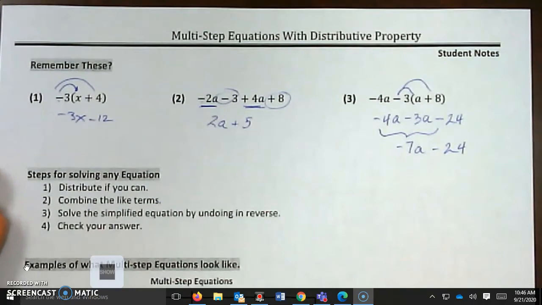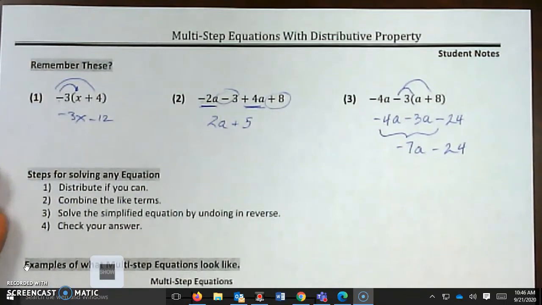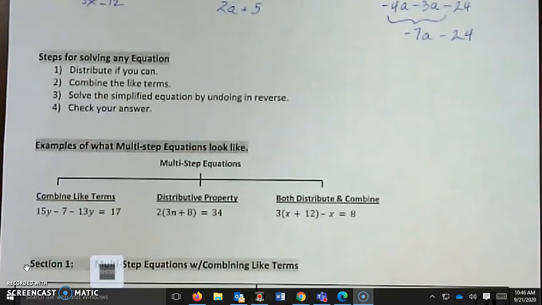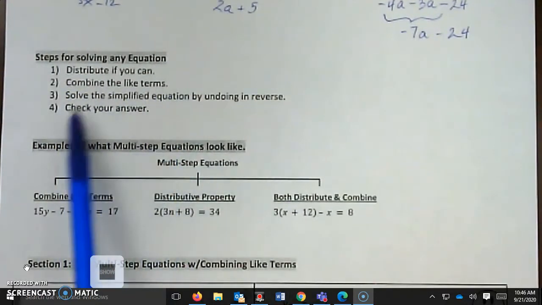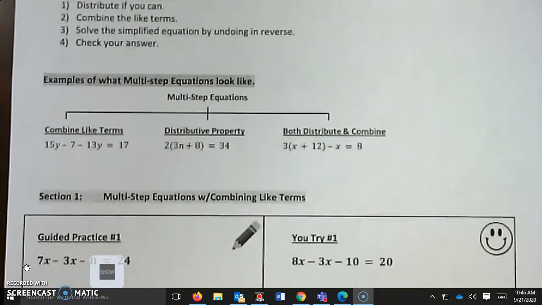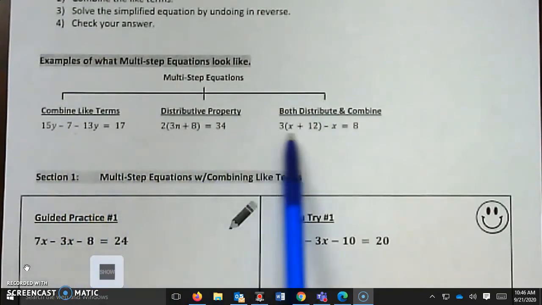Okay, so moving on to what we're going to do. These are the directions. Pretty much distribute if you can. If you see parentheses, everyone, take care of that right away. I'm going to move this up. Then look for like terms. And then I'll show you the actual solving part about going in reverse. Okay? Now this is what they're going to look like, the problems on the assignment today. I'm here in the middle now.